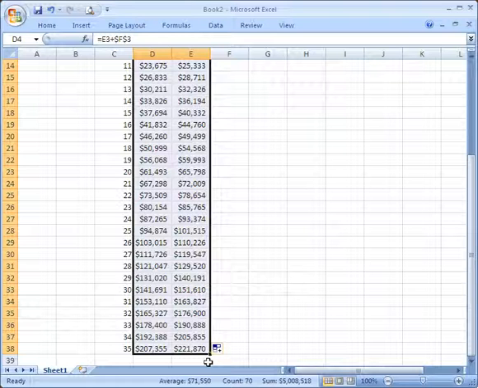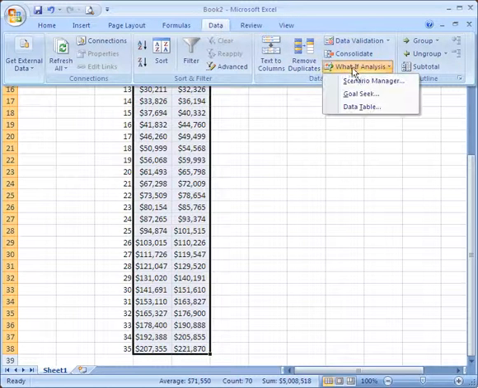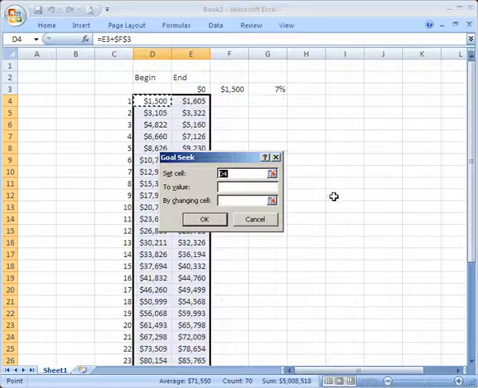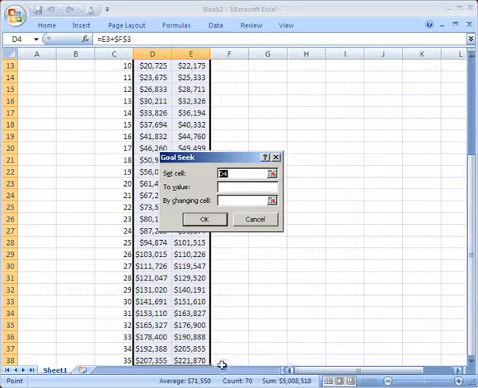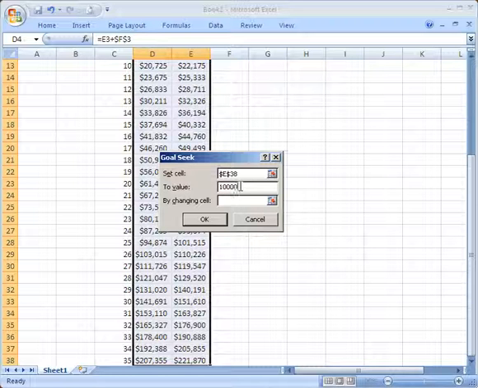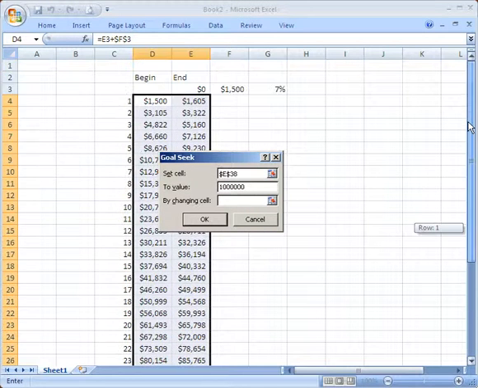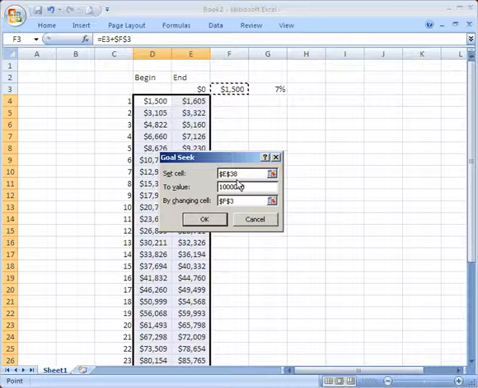end of 35 years. The last step is to goal seek. We wish this value here was $1 million. Let's set this final value to $1 million by changing the amount that we invest each year from $1,500 to a larger amount.